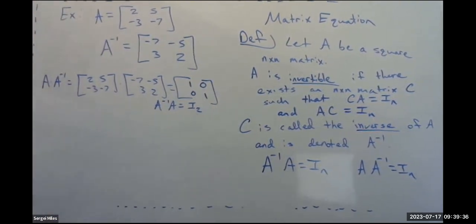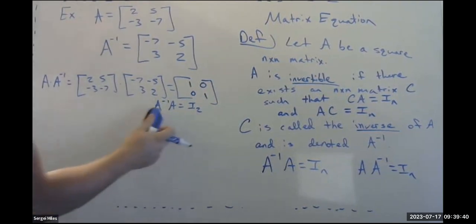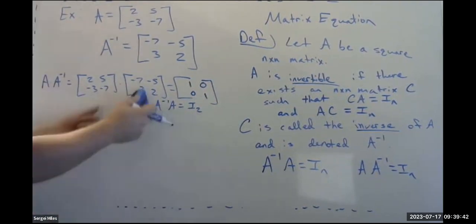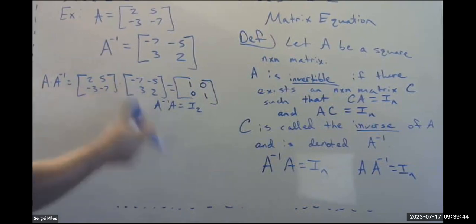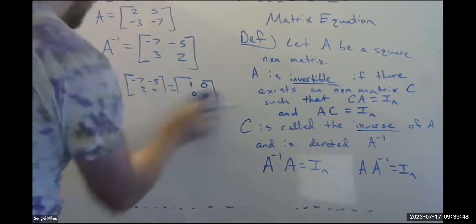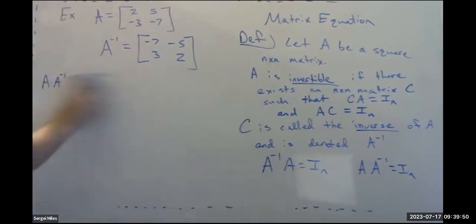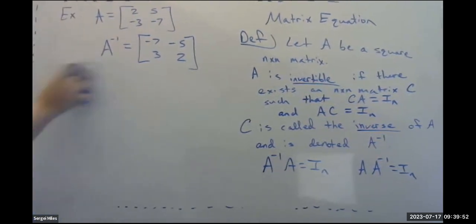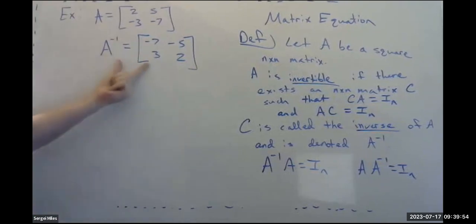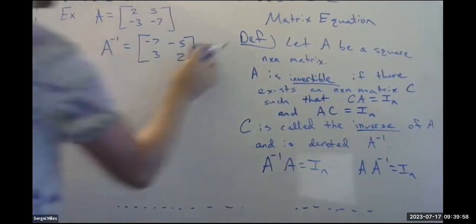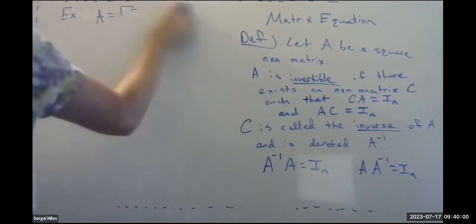So great. A times A inverse is the identity. And if you want practice with the dot product, try multiplying it in the reverse order. If you do it correctly, you should also get the identity matrix. All right. That's all fine and good, but how do we find the inverse matrix? I gave you an example of an inverse matrix, but I haven't told you how to find it yet. Let's do that next.